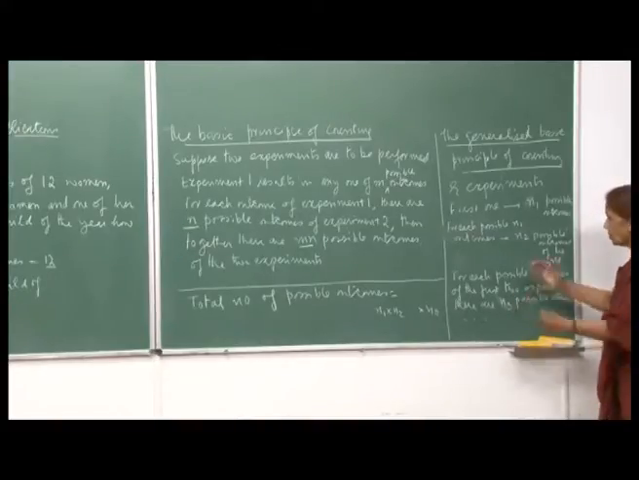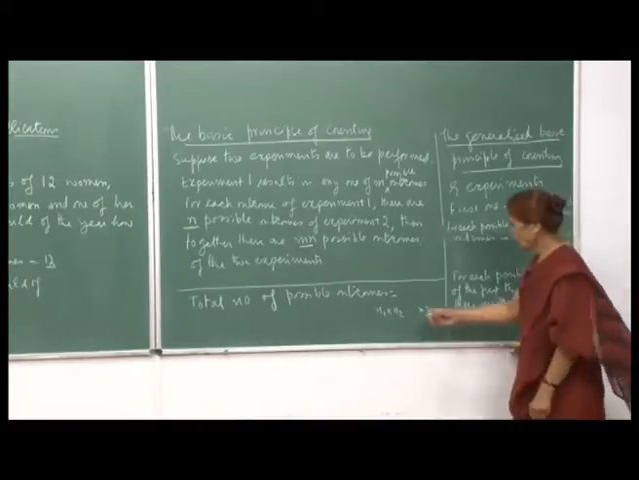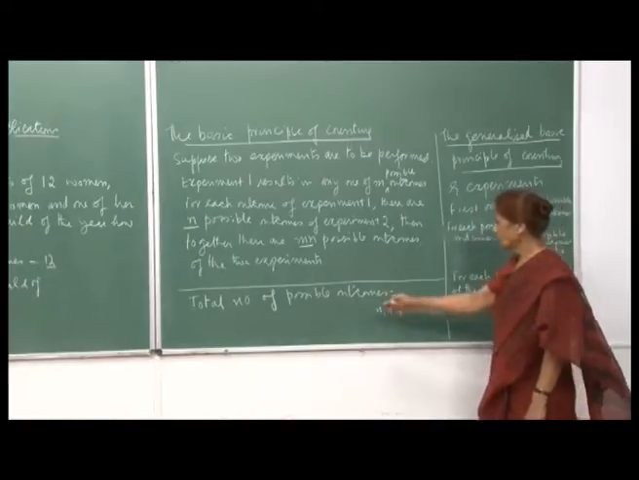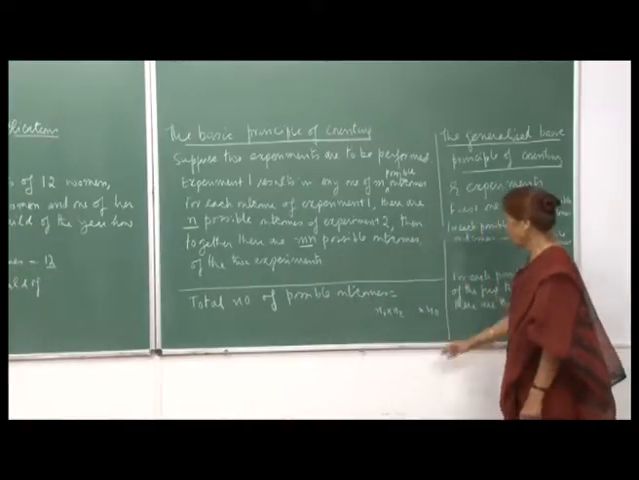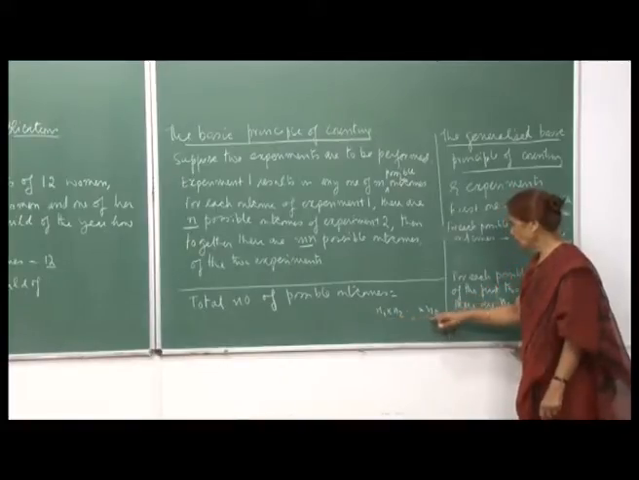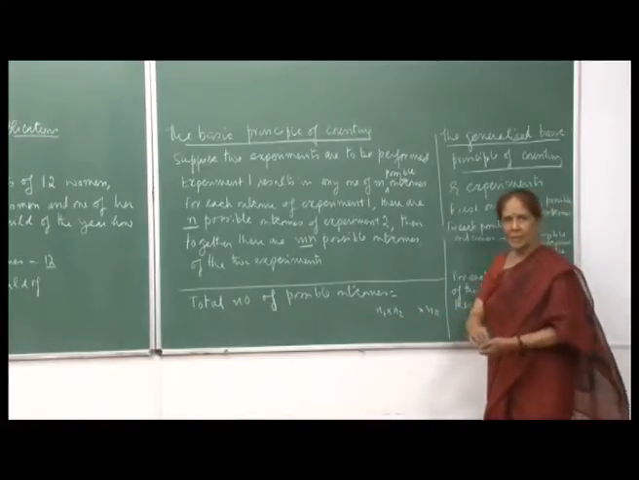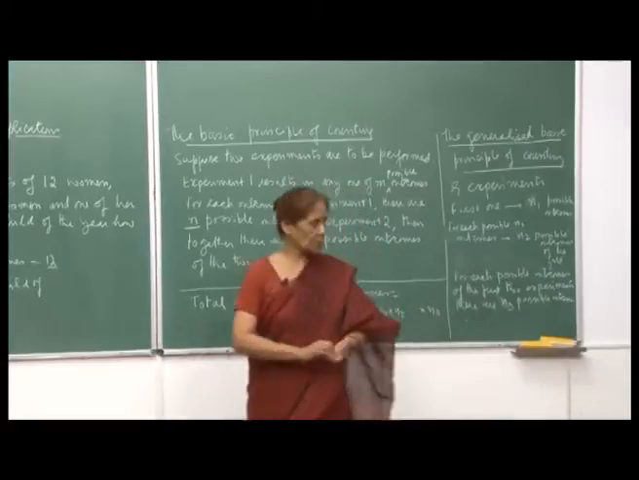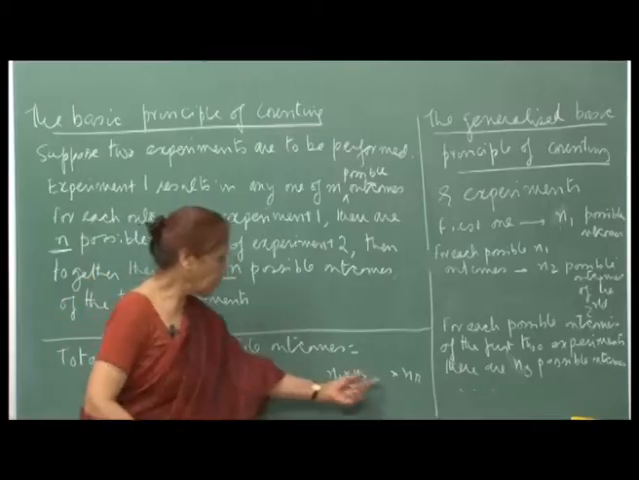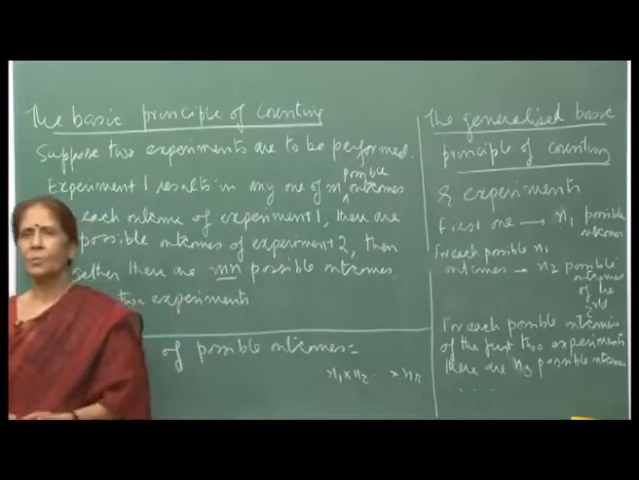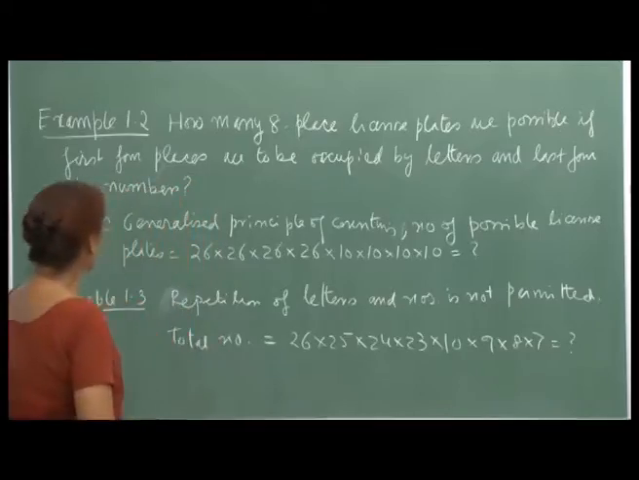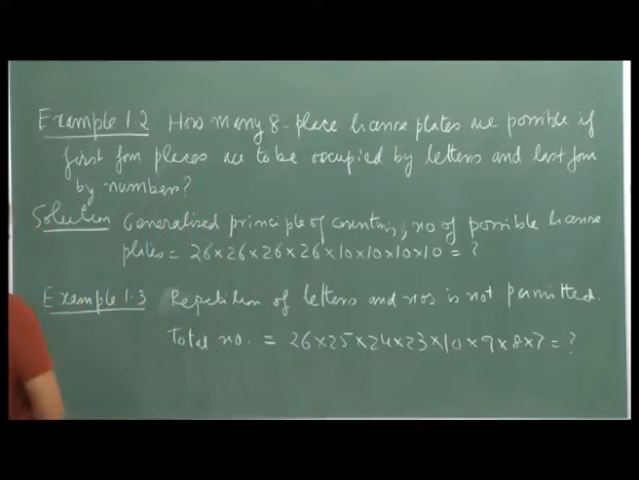and so on. So, you will go on counting this, and therefore, by simple arithmetic you can see that the total number of possible outcomes would be n 1 into n 2 into up to n r. That means, for each experiment, whatever the possible outcomes, you will multiply them all. So, this gives you the generalized principle of counting. So, let us look at this example 1.2.